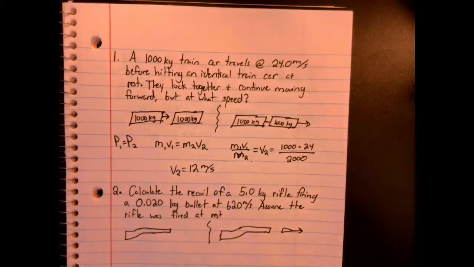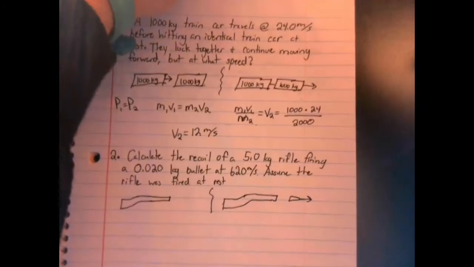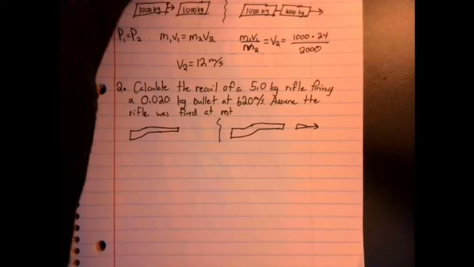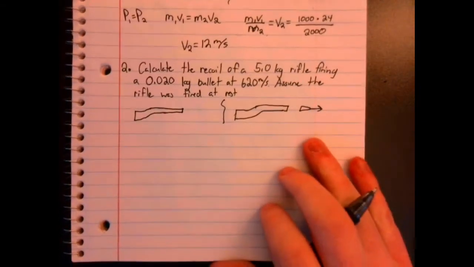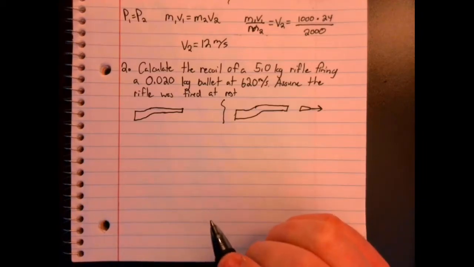Okay, the next one's going to be a little bit trickier. I'm going to go ahead and scoot down my camera so we've got a little more space there. Sorry about that, everybody. Calculate the recoil of a rifle that is a 5.0 kilogram rifle firing a 0.020 kilogram bullet at 620 meters per second. Assume the rifle was fired at rest.